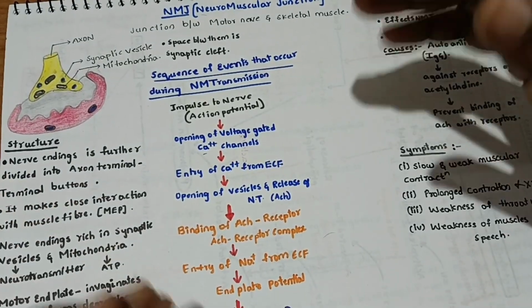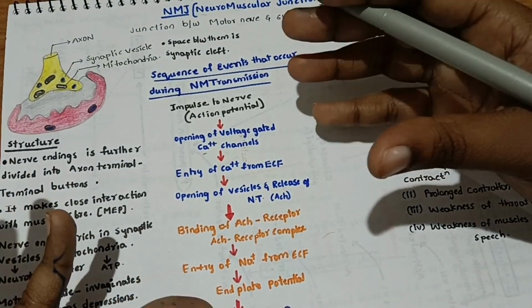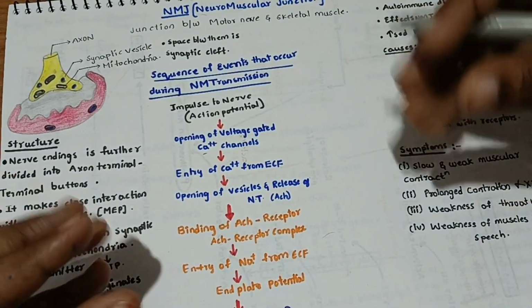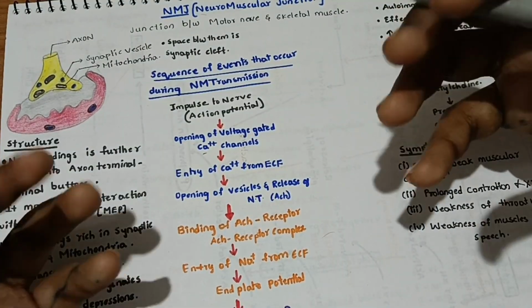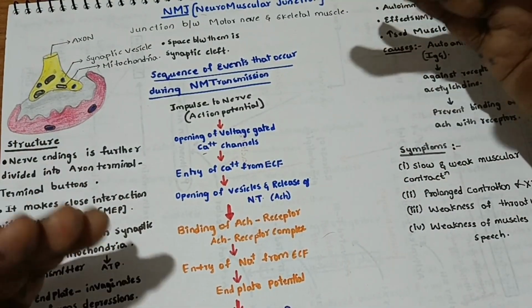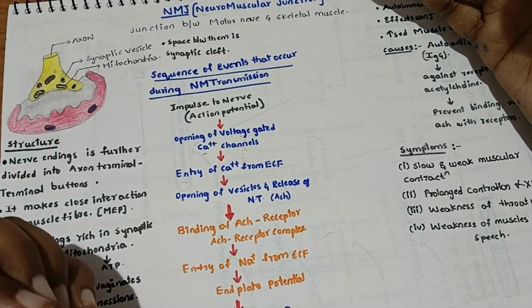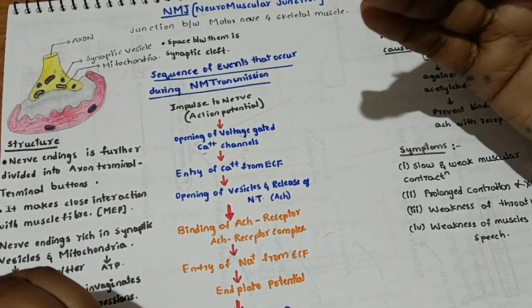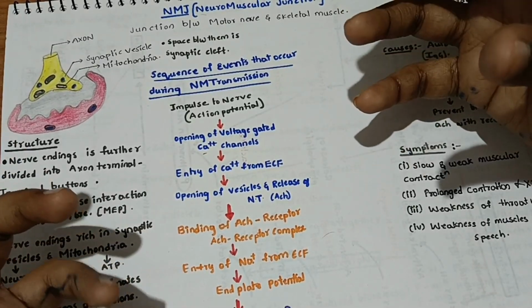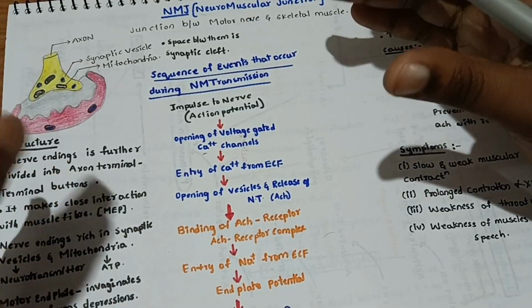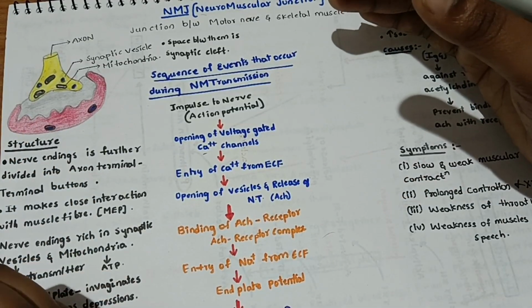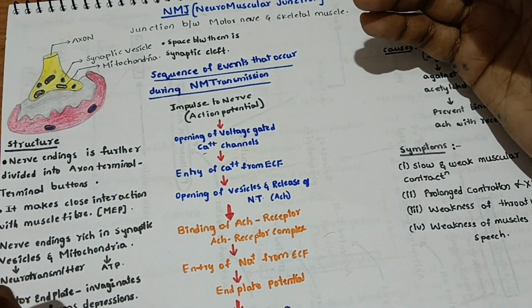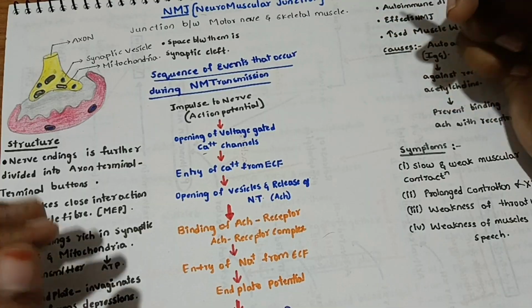That leads to opening of the vesicles. As I said, the vesicles containing what? Neurotransmitters. Whenever the calcium enters, the vesicles get burst, leading to release of neurotransmitters. One of the main examples of a neurotransmitter is acetylcholine.